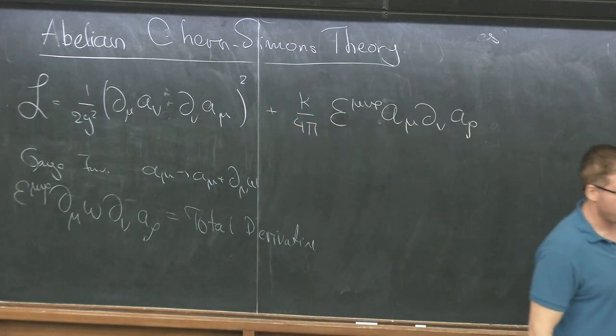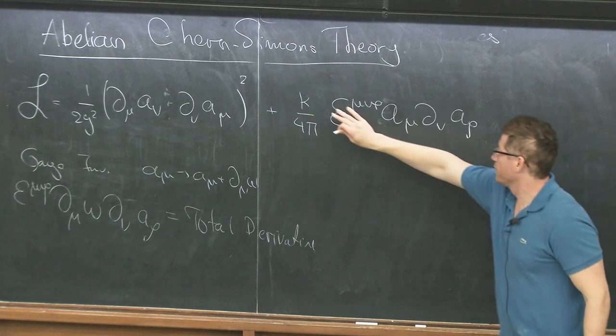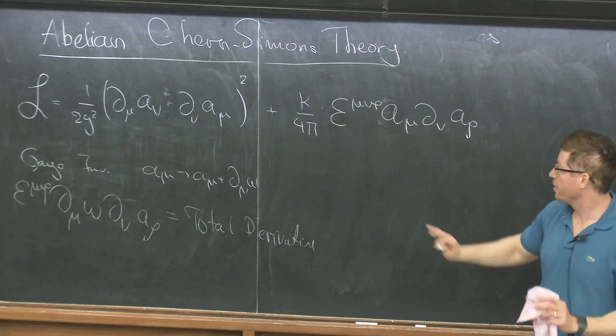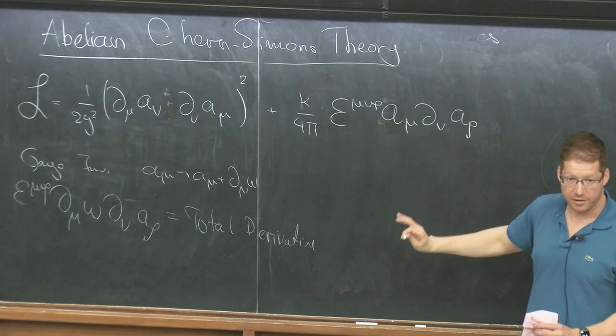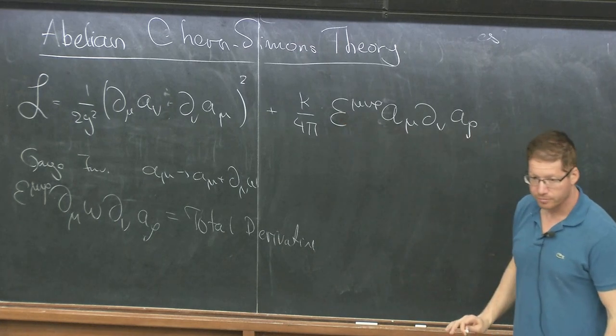Remember that without the Chern-Simons term, this model was equivalent to a free compact scalar. But now it's not. There is no way that I know of to modify the compact scalar theory to include this k. This term cannot be included in any way that I know in the compact scalar theory. So we cannot use that language anymore as soon as k is non-zero.